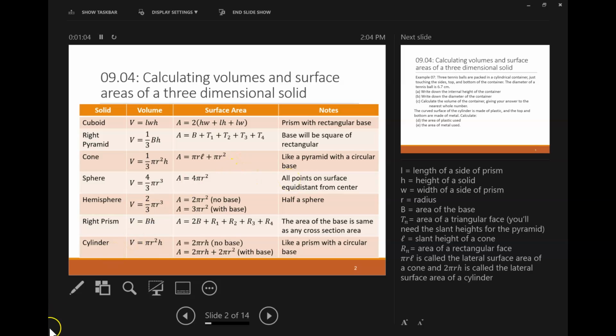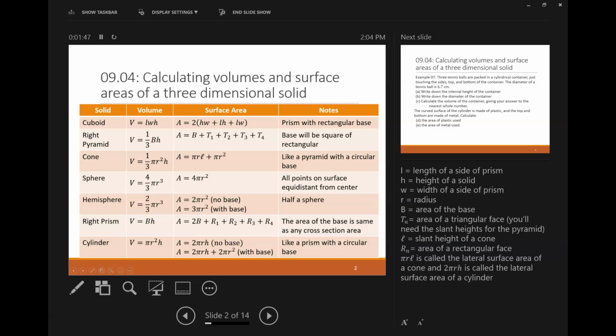So let's just talk through what these letters represent here real quick. V is volume. So in a cuboid, that's like a box, what is L, W, and H? Length, width, height. Okay, that should be good. For a right pyramid, volume equals 1/3 capital BH. What is capital B? Base. Not quite. Area of the base. Area of the base. Very good.